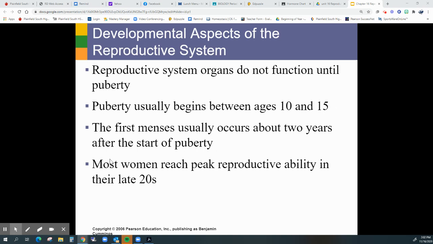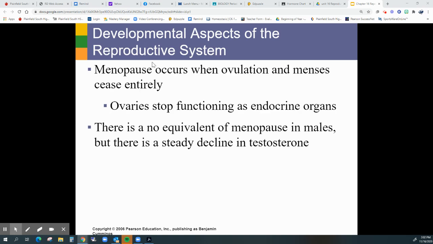Again, driven by weight. Most women reach their peak reproductive ability in their mid to late 20s. And then obviously the further away they get from that, the more it goes down. And usually the longer they wait after their 20s, the incidence of things like Down syndrome babies and other types of issues in pregnancy can start to increase. We talked about this one already. Menopause is simply when ovulation and menses cease, so that the menses really stop functioning as an endocrine organ. And for men, there really is no equivalent of menopause, but we can have a steady decline in testosterone production.